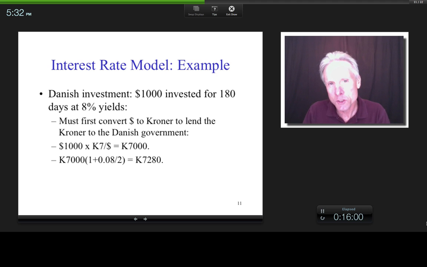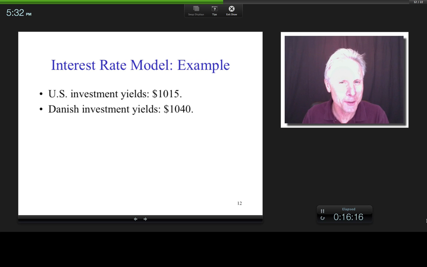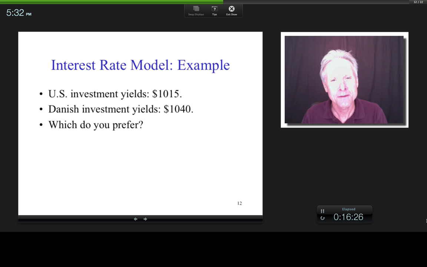So to see what I have in dollars, do I need to convert it back to dollars? I do, right? So I convert it back to dollars. So 7,280 krona divided by the exchange rate, and I get $1,040. So if we look at what's going on here, based on that, my US investment would yield 1,015. My Danish investment, 1,040. Do you have a preference?